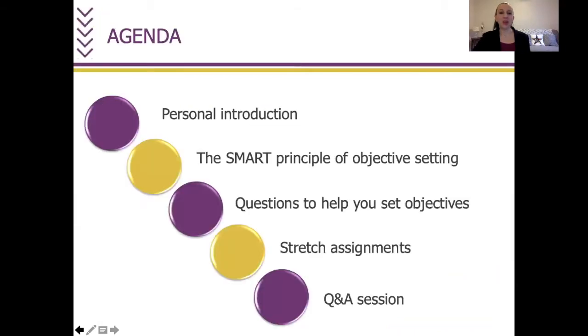So let me share with you what we're going to be covering during the next 20 minutes or so. First, I'll introduce myself very briefly, then we'll dive into objectives. We'll look at the SMART principle of setting up objectives, and I'll give you some questions to help yourself do that. I'll also give you some good examples. And I'll touch on stretch assignments. After I finish the presentation, I'll stop the recording and there will be plenty of time for question and answers.